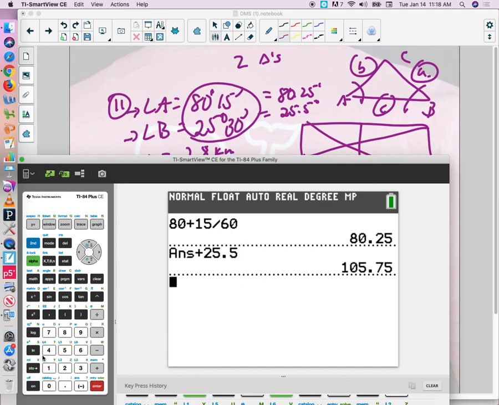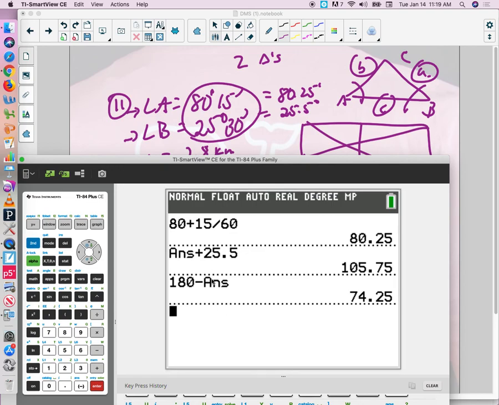And my other angle is definitely one that's subtracted from 180. Do you see how I continually use the answer key? Don't round off anything. So you have 74.25.